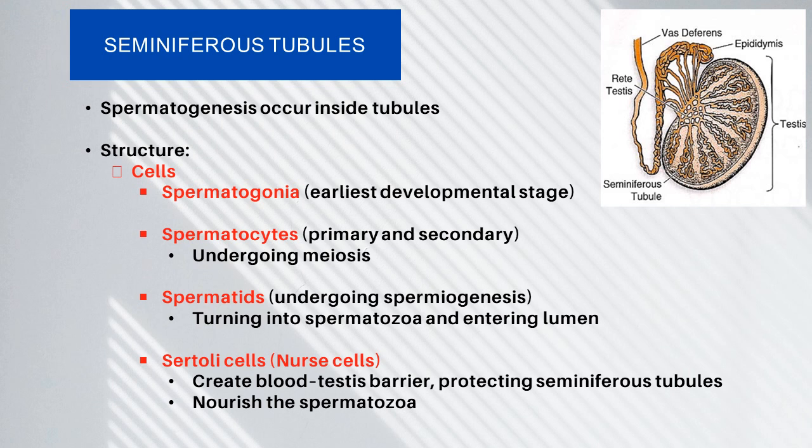Alright, other than the cells that I have just mentioned, there is one more cell in the seminiferous tubule. It is called the Sertoli cell, or nurse cell. As this cell is known as the nurse, its function is to create the blood-testis barrier for protection in the seminiferous tubule and also nourish the development of spermatozoa, or the sperm cell.